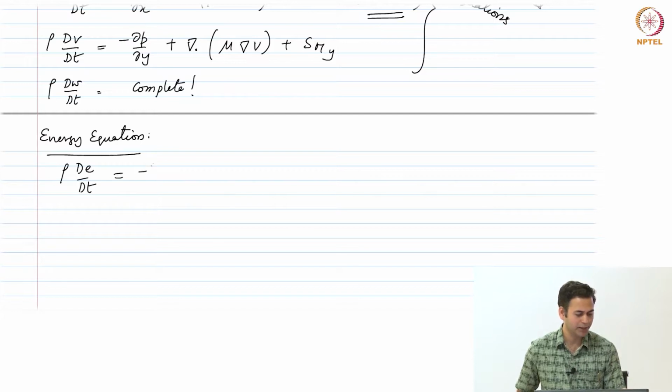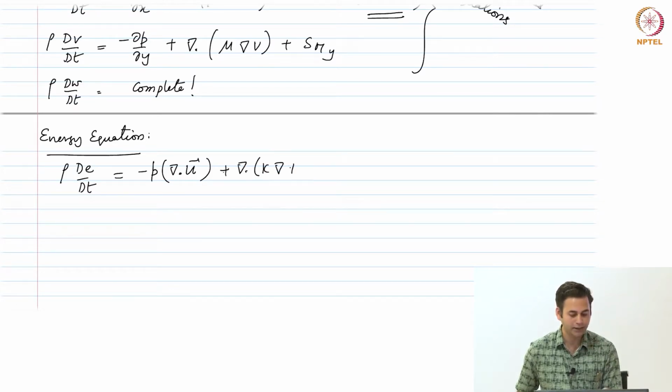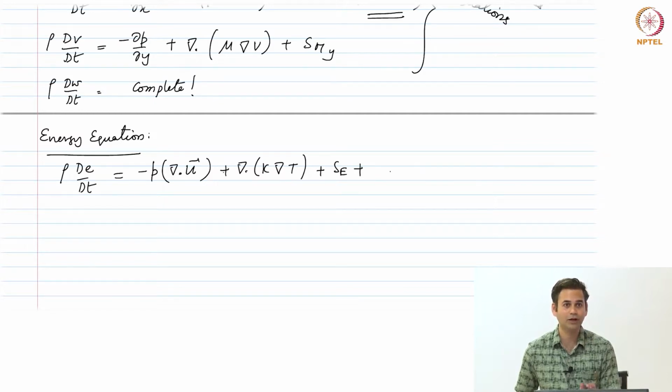This was some, I think, minus p times del dot u bar or something like that, right. Initially we had del dot p u bar, but then we subtracted off the kinetic energy term, which gave us an equation for the internal energy: rho d/dt equals minus p times del dot u bar plus del dot k grad T, okay, plus we had some source term Se, plus we have a lot of terms, right.